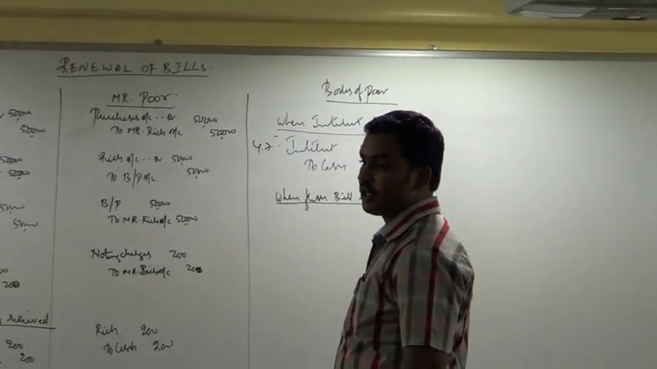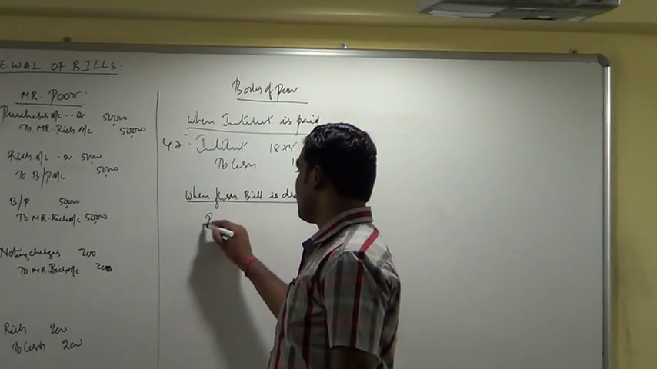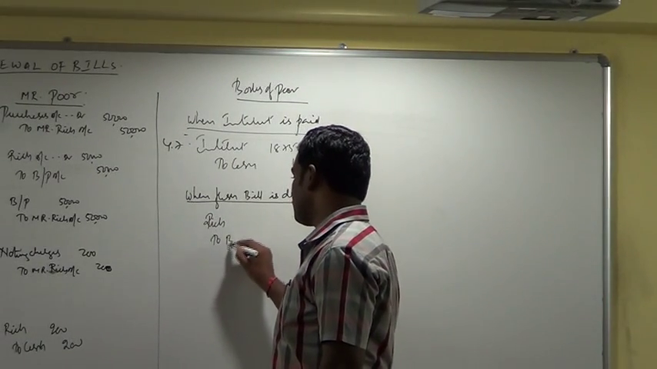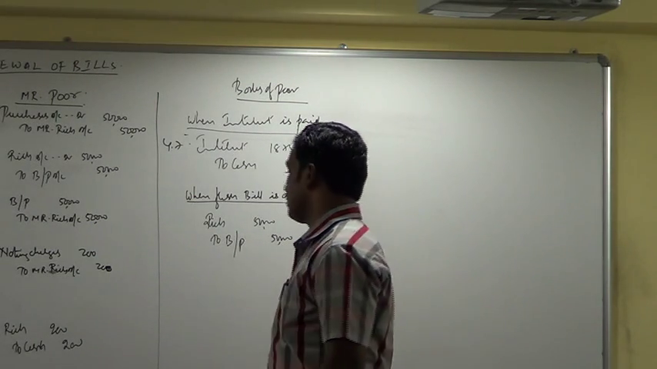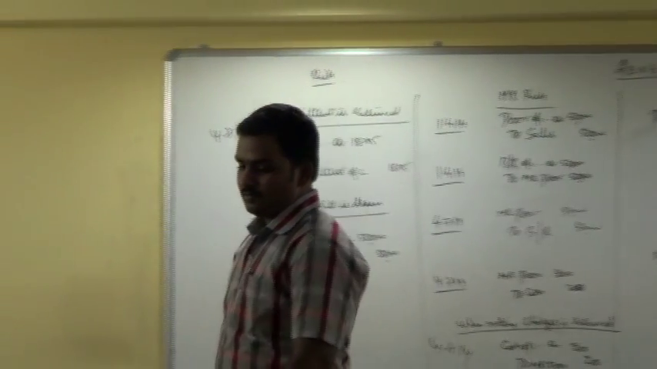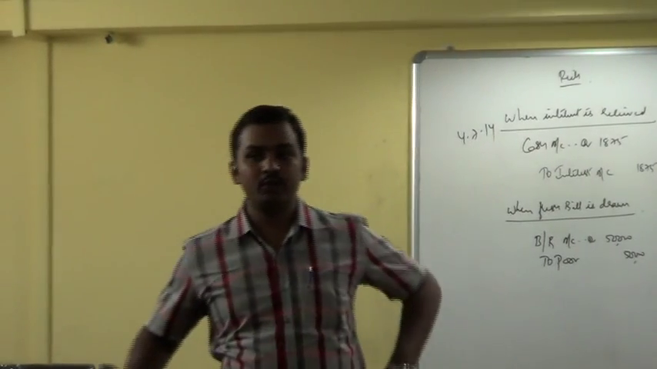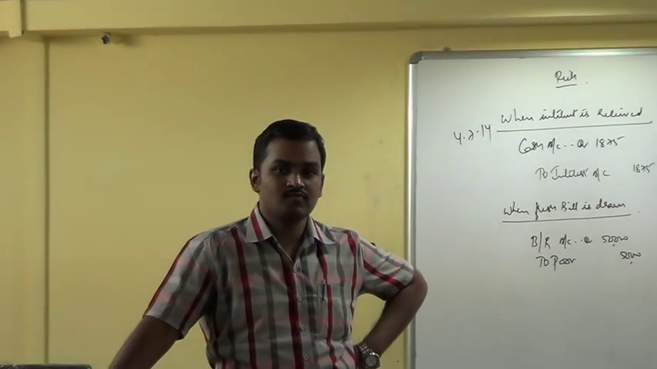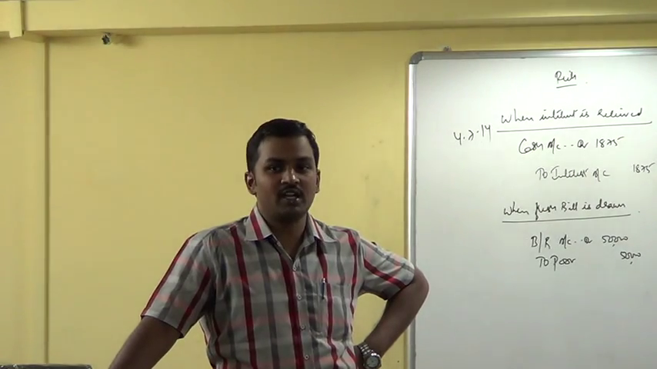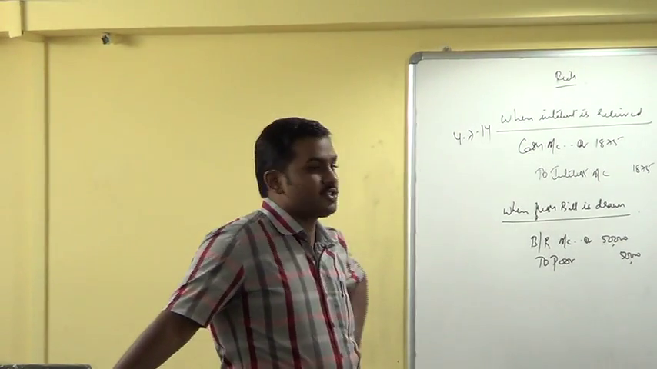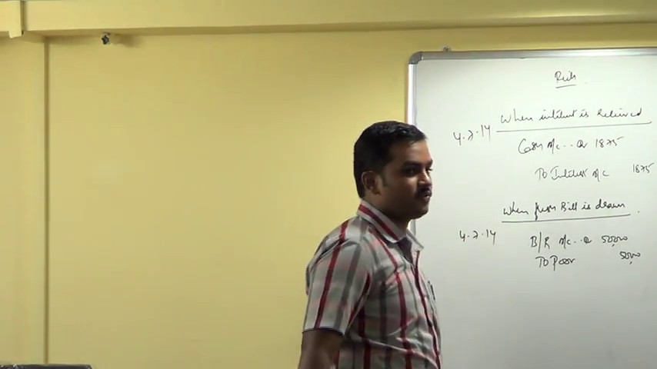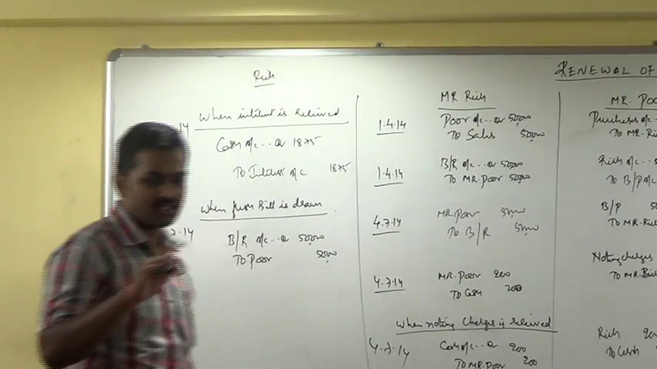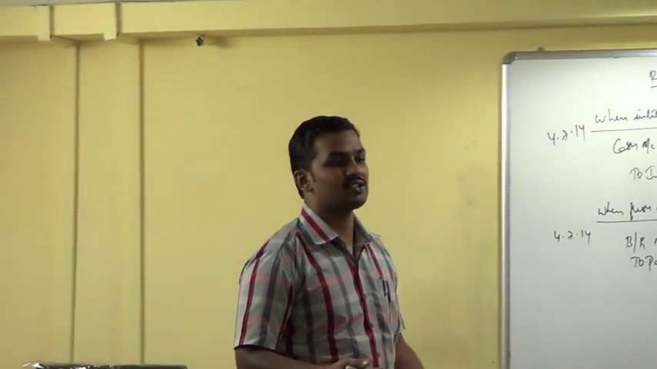What is the entry you write when fresh bill is drawn? Which account debtor to bills payable account? What will be the due date of this renewed bill? 7th October. 4th July it is drawn for a period of 3 months now. So due date will be 4th July, 4th August, 4th September, 4th October plus 3 days grace. 7th October. We assume that the bill is honored.